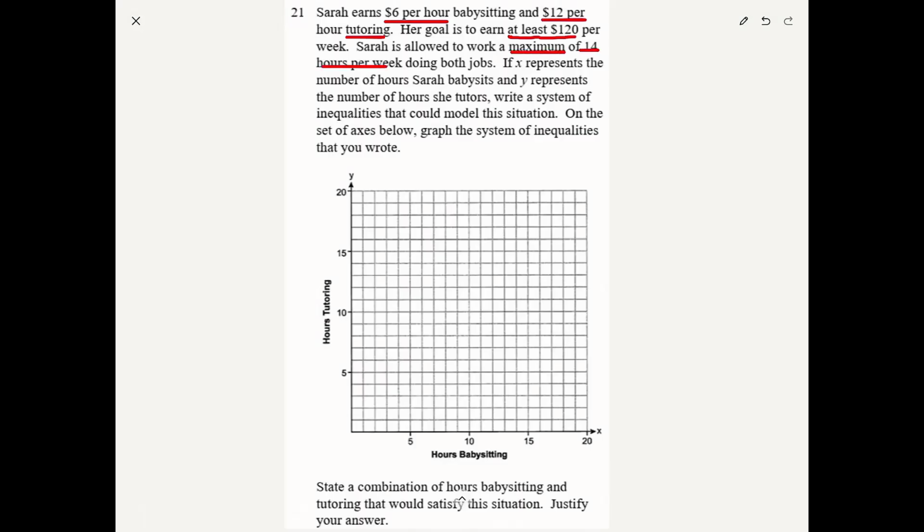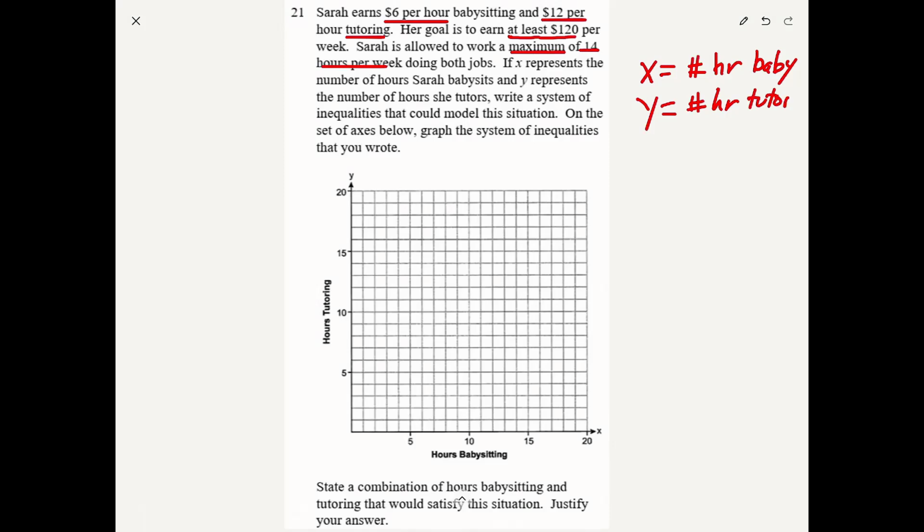So those two words, at least and maximum, that's why this is considered a linear inequality and not a linear equation, okay? She can earn more than 120, but she has to earn at least 120. She can work up to 14 hours, so she can work less than 14 hours, but she just can't go over 14. And it says that X is the number of hours that she babysits, so I'm going to say baby, right? And then Y is the number of hours that she tutors, right?